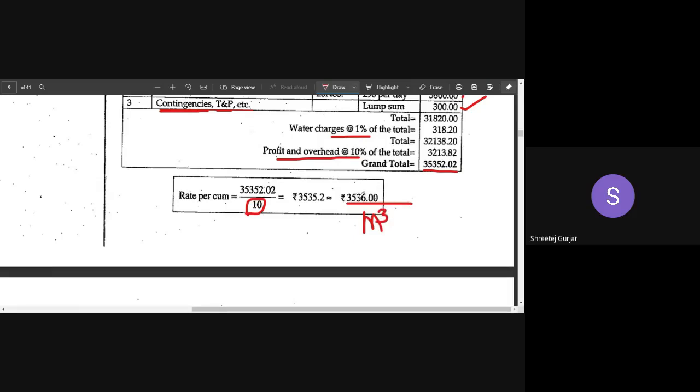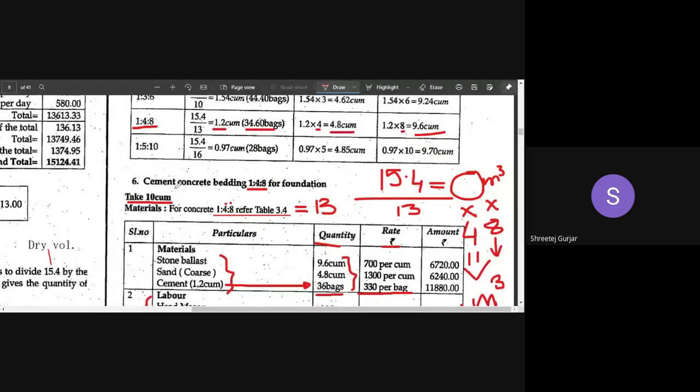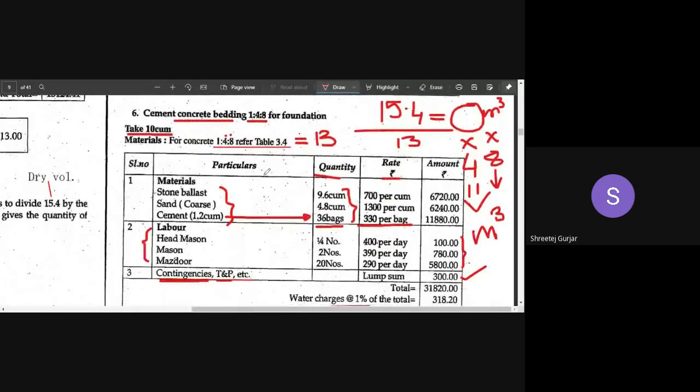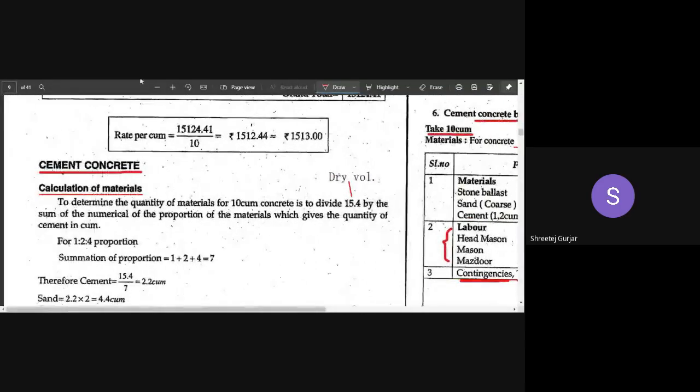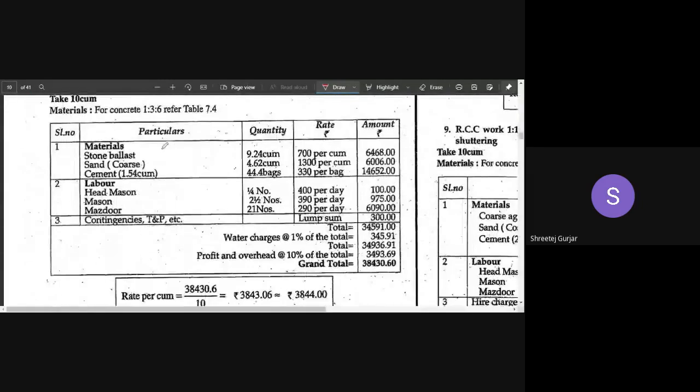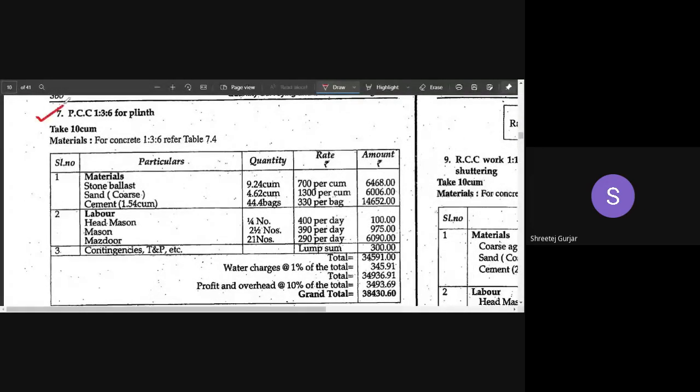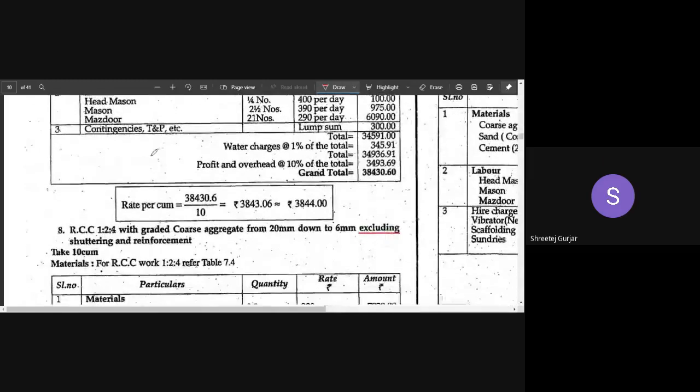Rupees 3,536 is the amount that you will require per meter cube of cement concrete bedding of ratio 1:4:8. So this is how you have to analyze for cement concrete. Next, we have similar cases for other items. PCC bed is similar; you can calculate, just the ratio here is changed. The ratio is 1:3:6. The same procedure you can follow.